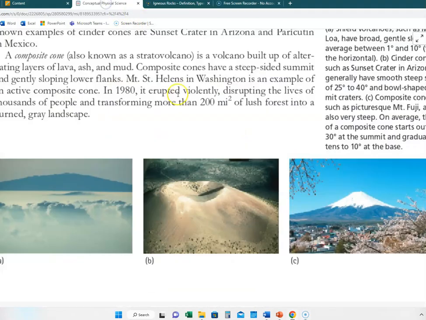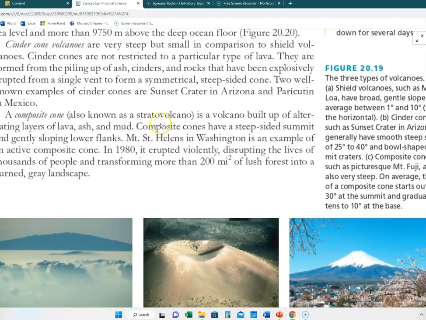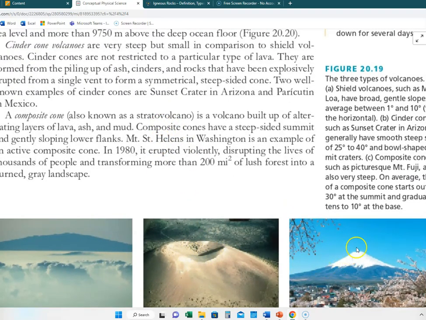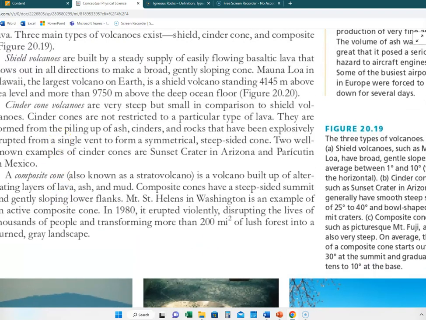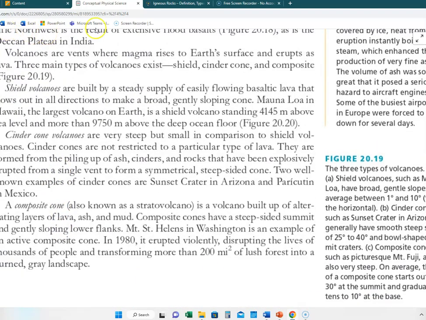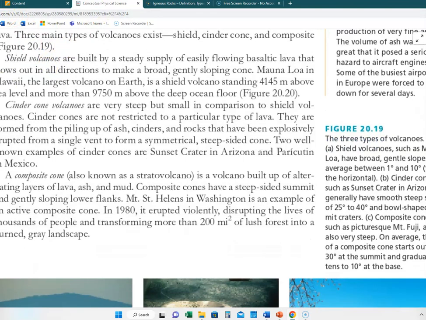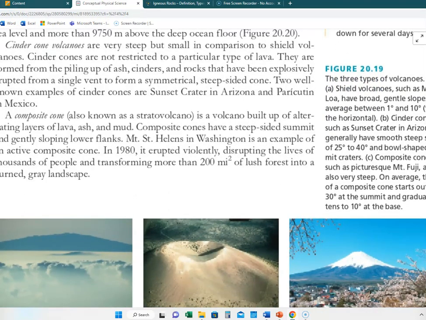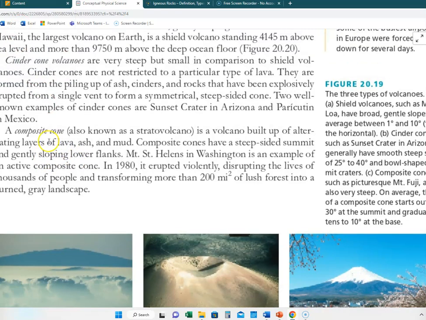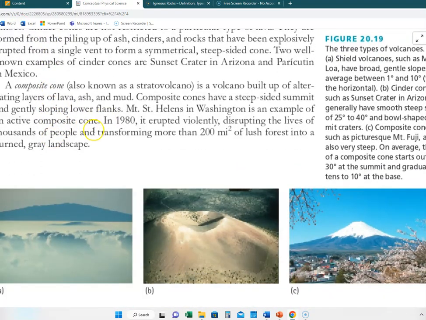Let's see some other stuff that we just mentioned. So this is, of course, a shield volcano. This is the cinder volcano right here, and this is the composite volcano. Let me just say a couple more things about them. These shield volcanoes are so wide, and the biggest volcano in the world is Mauna Loa in Hawaii. I'll show you that in just a moment.